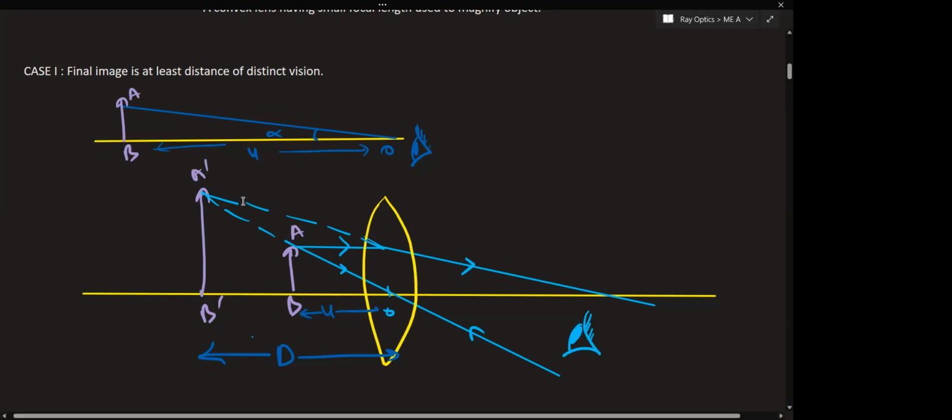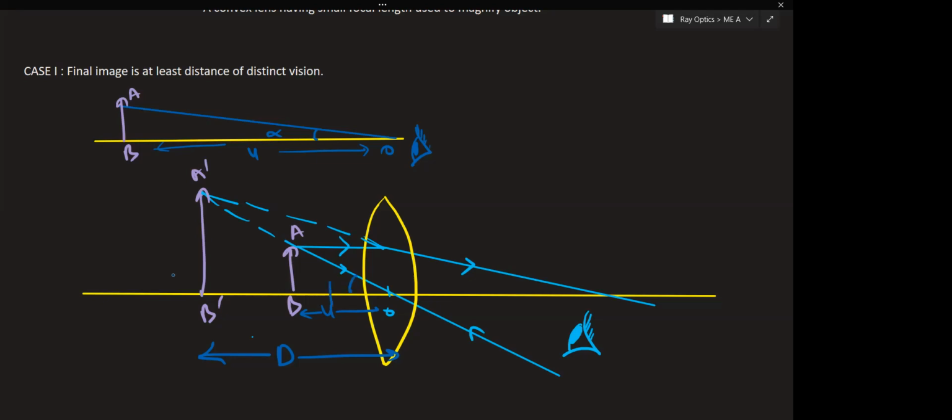Now see the angle that is subtended by the object on the human eye. Now understand, the diagram part I have drawn, and now this will get over quickly. The angle that the object subtends at the eye, I have taken as alpha. And one angle will be subtended by the image on the human eye. Let's say this angle is beta.